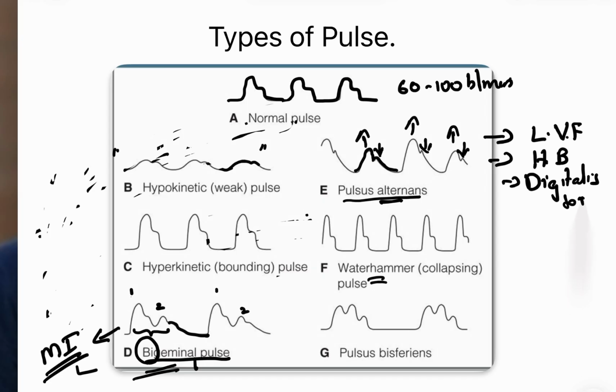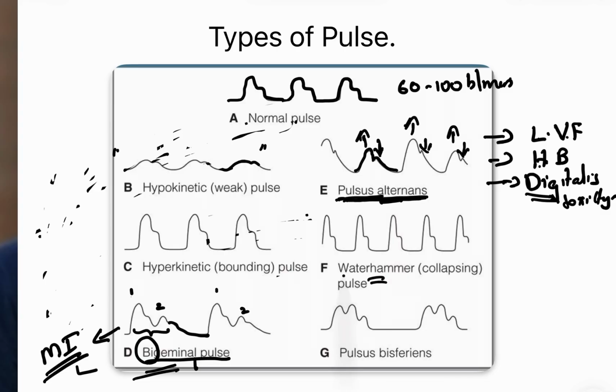Digitalis toxicity is a very important topic for MCQ examinations. It is caused by an overdose of digoxin, or by not assessing the pulse rate of a patient before giving digoxin, and the patient can go into digitalis toxicity. So in digitalis toxicity, heart block, or left ventricular failure, the patient can show pulsus alternans. Remember, alternans means alternating: one strong pulse and a weak pulse, one strong pulse and a weak pulse. That is how pulsus alternans is shown.